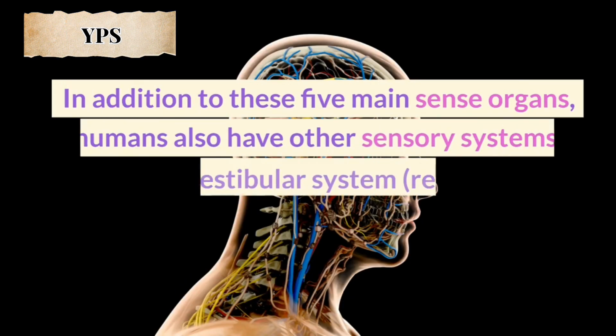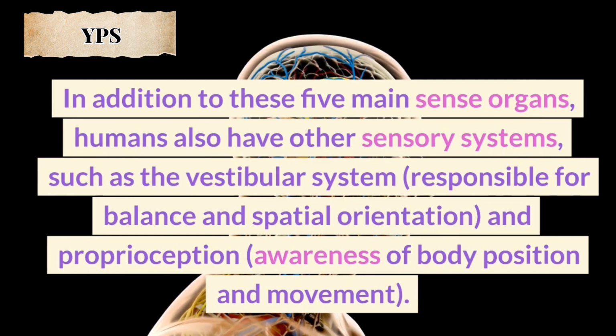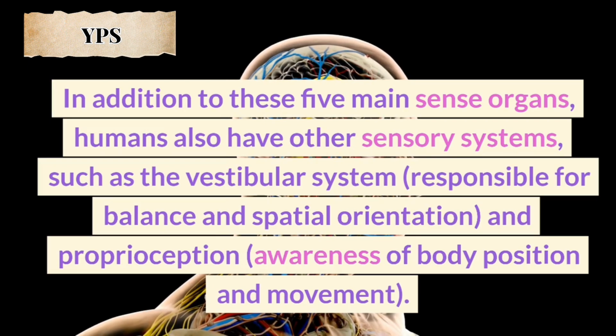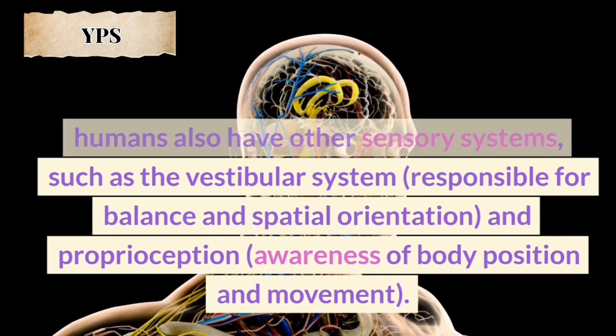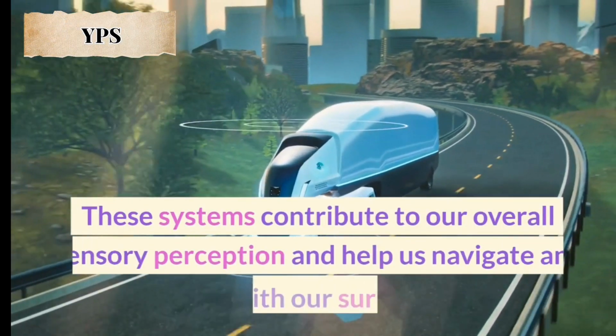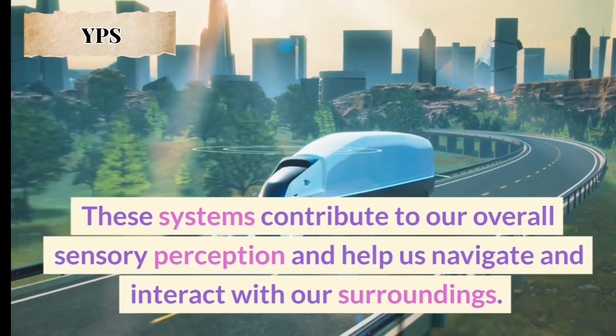In addition to these 5 main sense organs, humans also have other sensory systems, such as the vestibular system, responsible for balance and spatial orientation, and proprioception, awareness of body position and movement. These systems contribute to our overall sensory perception and help us navigate and interact with our surroundings.